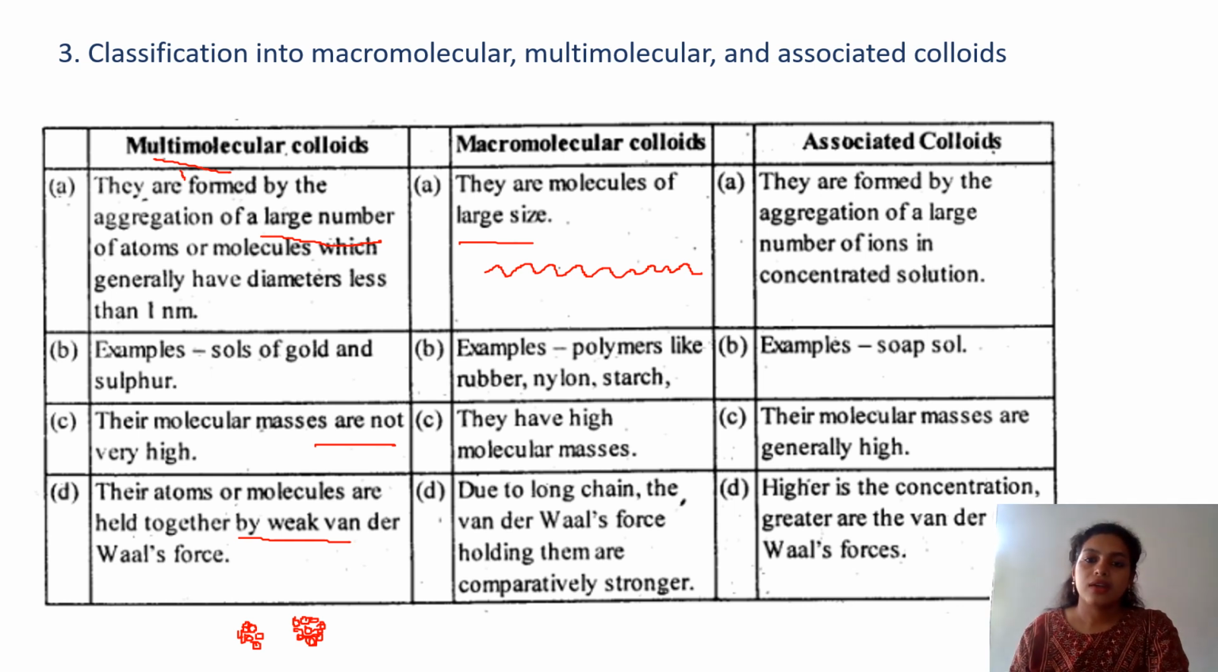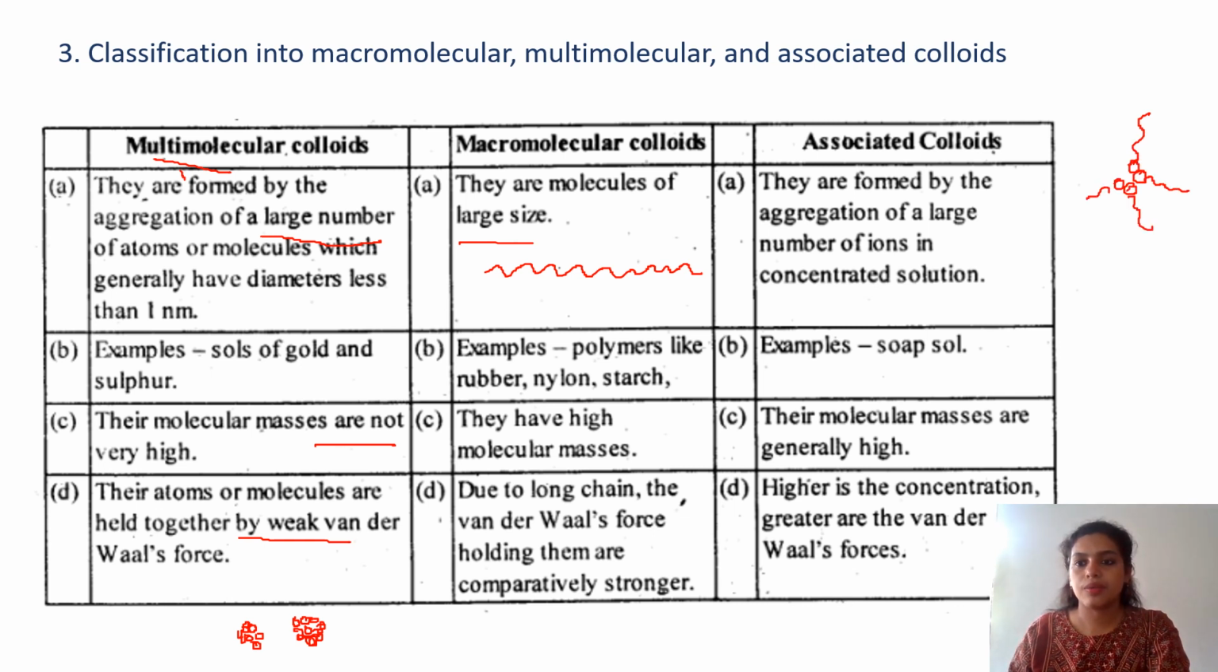Okay, and next one is the associated colloid. In a normal solution they are not colloids, but in the case of higher concentrated solutions, when we increase the concentration, for example soap solution, soap dissolved in water. A small amount of soap dissolved in water, that's not a colloid. But if you keep on dissolving soap into the water, micelles are formed. You know micelles have a hydrophilic and hydrophobic end, and it will look like this.